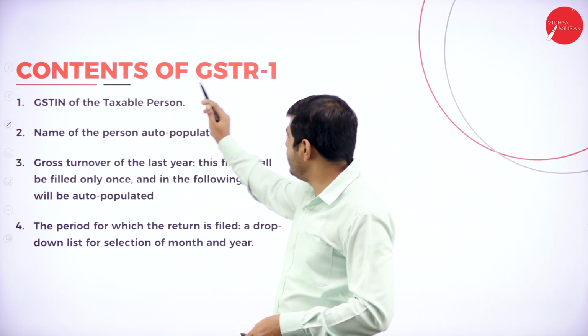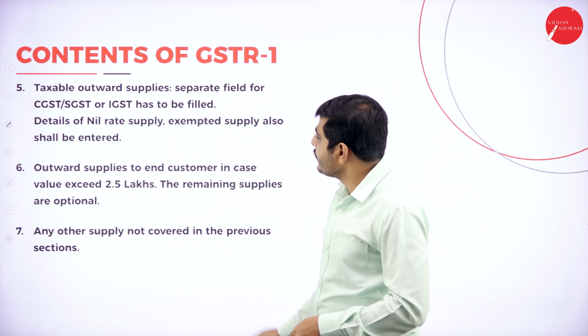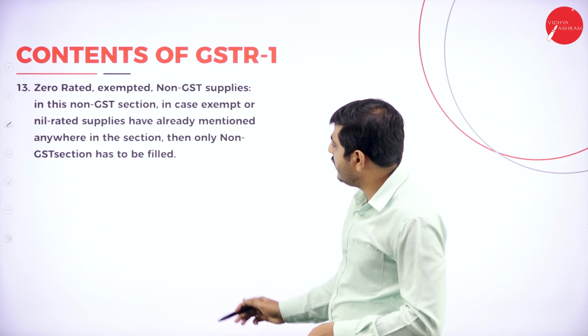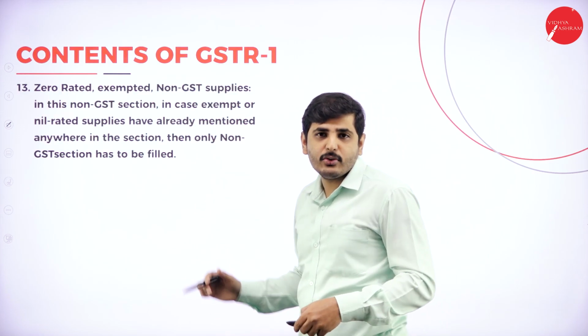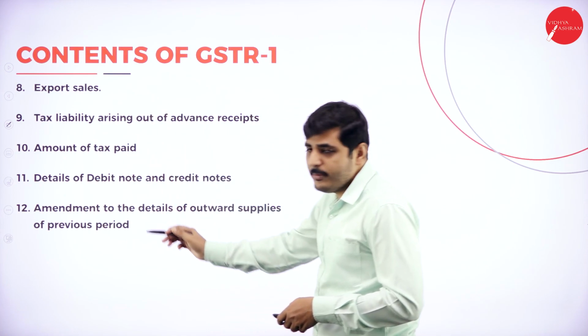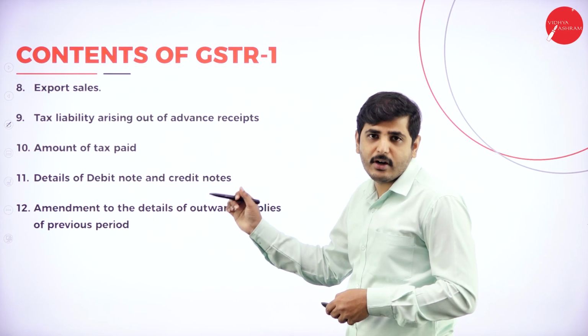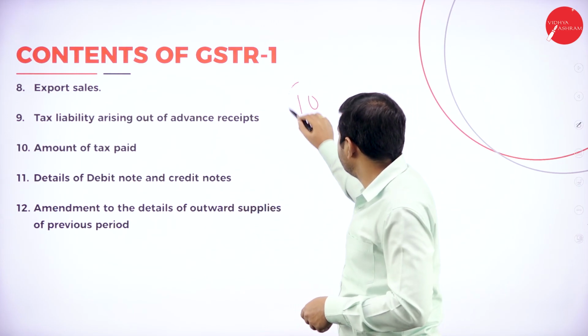So what are the contents of GSTR 1? These are the contents. We have 1, 2, 3, 4, 7 here, again 12, so 13 points we have. This question will be asked for 10 marks. Each point will carry 1 mark. So if you write each point, you will get 1 mark each. The total marks we can expect from this is 10 marks.